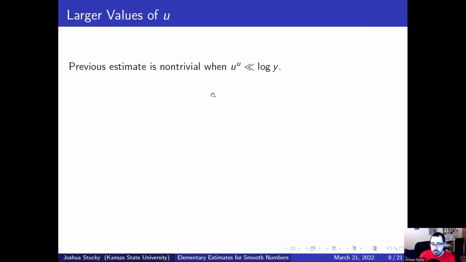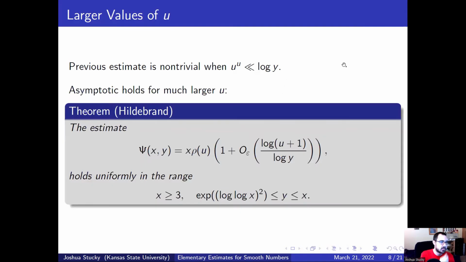Thankfully, though, you can establish this asymptotic with a much better error term and a much wider range. And that's what we're going to do next. So this is a theorem due to Hildebrand. It uses a very, very nice recursive argument. So in this estimate, I have the main term that I want, x rho of u, and then my error term before this was like 1 over y over log y. But now I have an extra rho of u times log u plus 1. And so that gives me a much better asymptotic.